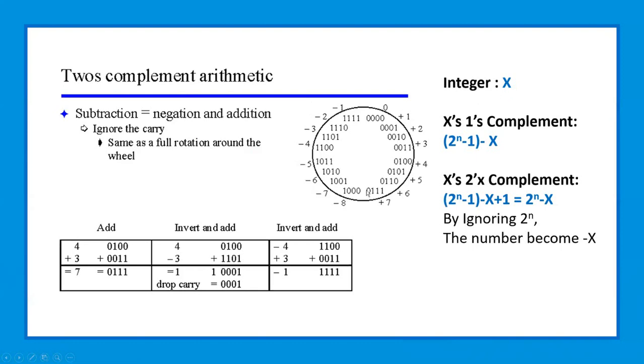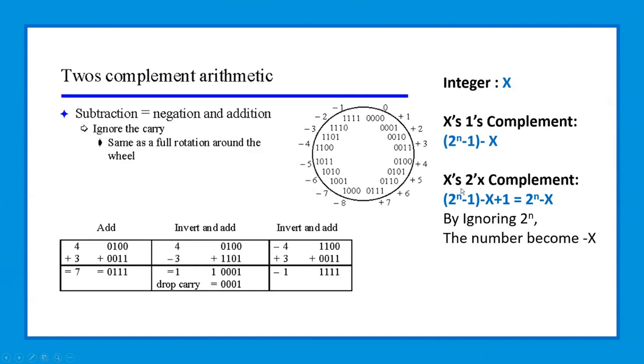And two's complement for a value. If you have integer x, you try to find the negative value for it. You first calculate the ones complement, that is a bit flip. For example, you have 3 and you try to find negative 3. You do a bit flip and plus 1. You will find negative 3 will be this one, 1101. And then you add them together and drop the carry, and you will get 1. So actually 4 minus 3 is 1.